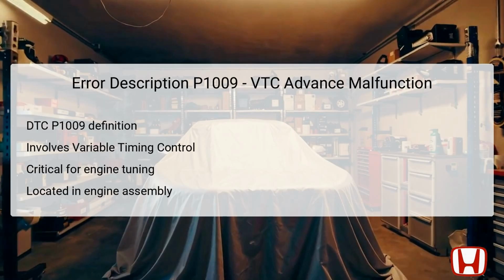DTC P1009 indicates an issue with the Variable Timing Control, VTC, advance mechanism. This fault can prevent the engine from achieving optimal timing for valve operation, which hinders efficiency and performance. The VTC system is integral for managing how the engine breathes, adjusting the timing of the intake valves based on various conditions. The critical components include the VTC strainer, located within the engine assembly, and the VTC actuator, both of which are necessary for proper functioning.